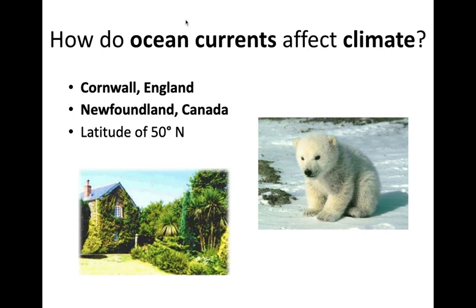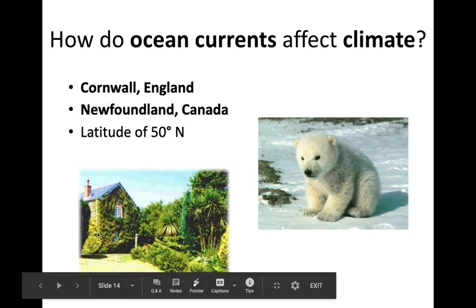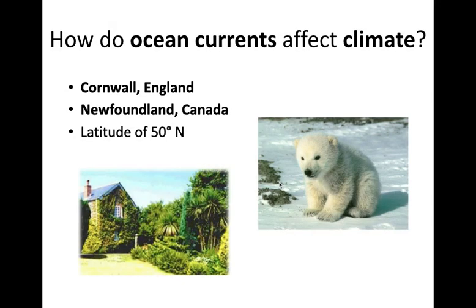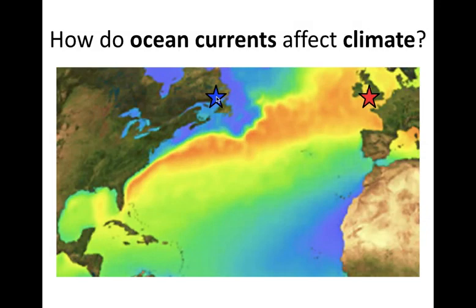So how do these ocean currents affect climate? Well, first of all, if we imagine two places at the exact same latitude, 50 degrees north latitude: here's a picture of Cornwall, England, and here's a picture of Newfoundland in Canada. Both of these are at the exact same latitude, 50 degrees north. Here's Newfoundland, and here is Cornwall.